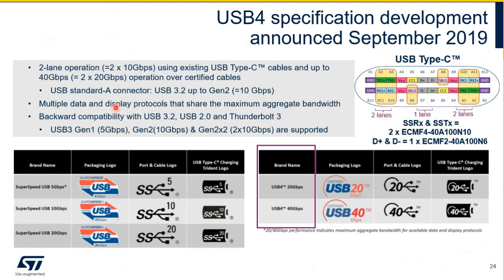If we look at the USB 3, then USB 3 Gen 1 at 5 gigabit per second, Gen 2 at 10 gigabit per second, and Gen 2x2 at 20 gigabit per second, are supported by this standard. And if we look at the topology for the ECMF, then you need one ECMF, two lines, for the D plus and D minus, and two ECMF, four lines, for the high speed data lines.